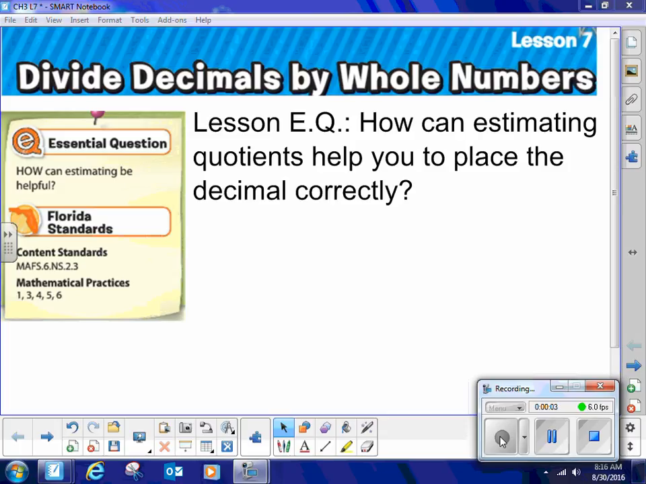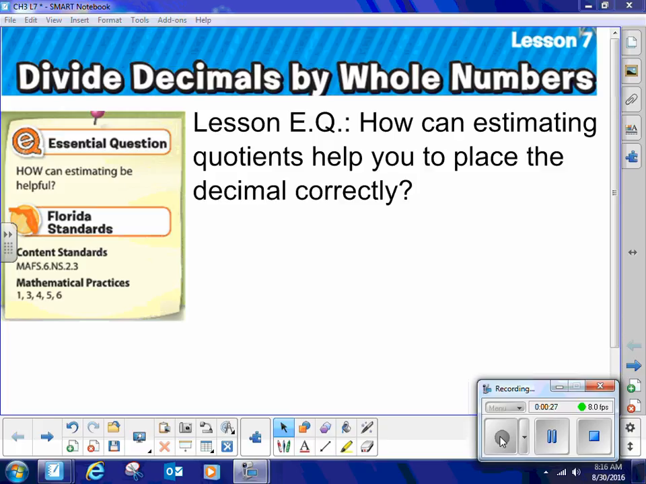Today's lesson on Chapter 3, Lesson 7 is divide decimals by whole numbers. The essential question that we've been asking the entire Chapter 3 has been, how can estimating be helpful? We've noticed that it is helpful when adding and subtracting decimals. It can be helpful when multiplying decimals to get you a rough idea, right? In adding and subtracting decimals, it gives you an idea of what the end answer should look like.